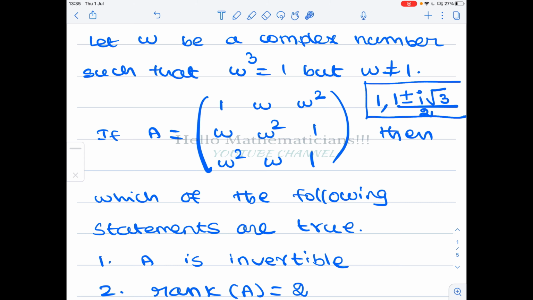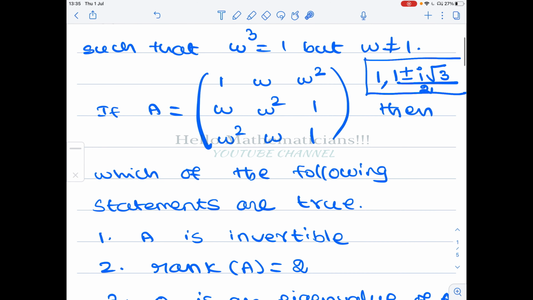Good. Now, immediately we can observe something in this matrix. What is that? Look at the first row and multiply the first row by W. What will you get? 1 into W gives W. W into W, W square. W into W square, W cube, but W cube is 1. Therefore, the first row vector and this vector are linearly dependent over complex numbers, because one is a scalar multiple of the other.